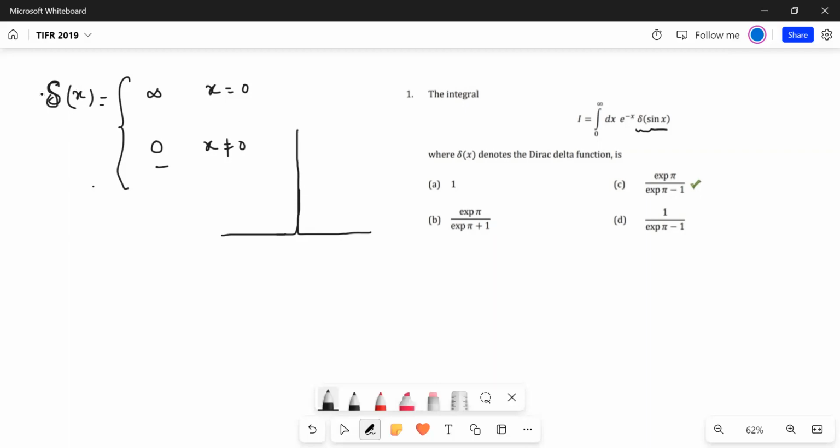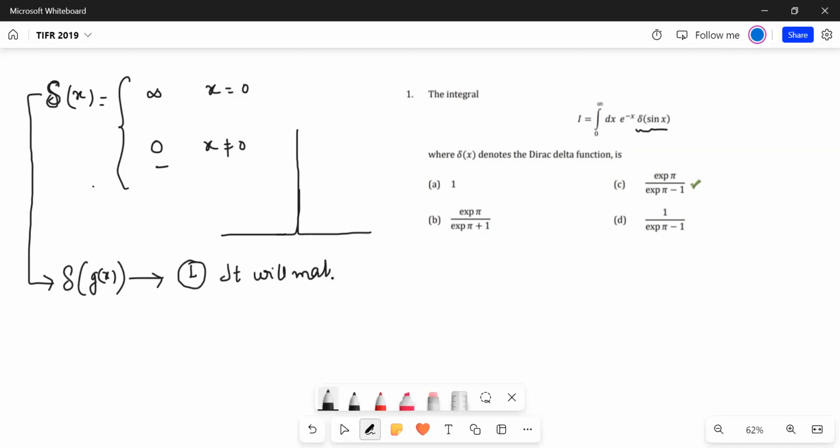Now the question arises: what if the argument of this Dirac delta function is, let's say, g of x, that is, some function? If it is some function, then what to do? The first thing that I need to tell you is that Dirac of g of x will make sense only if g of x has simple zeros.